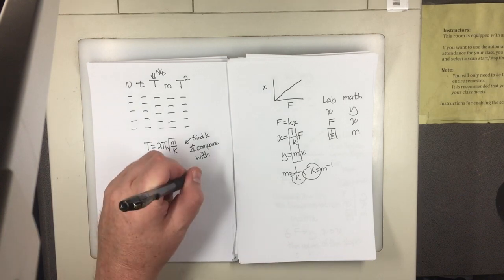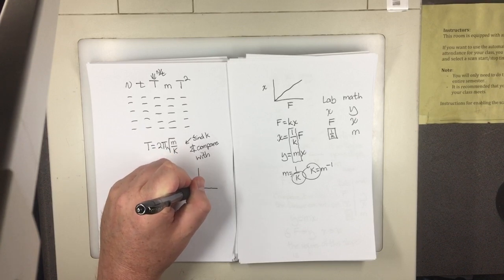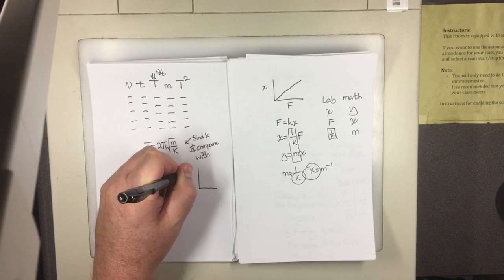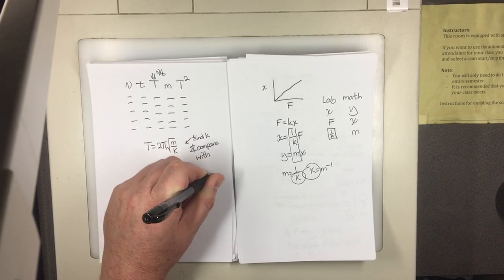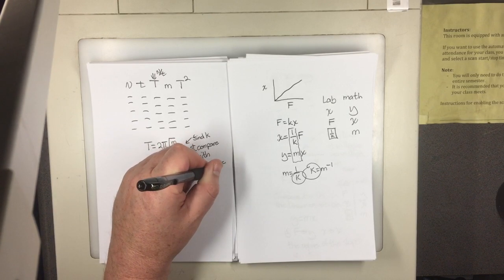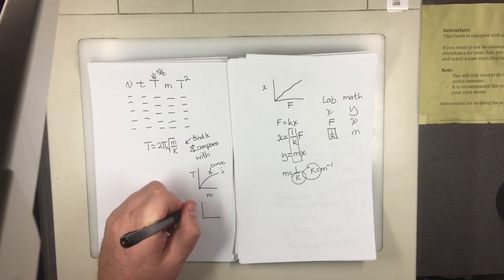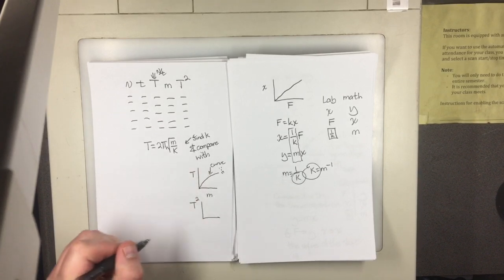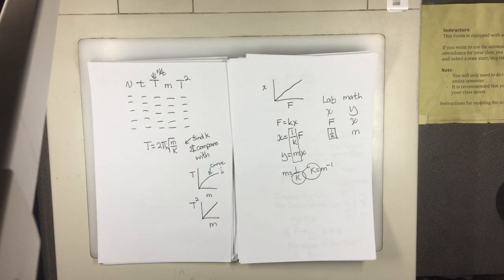If you plot m and period, it's going to get something like that. It's going to curve. And you can't get a linear fit off a curve. But if you plot period squared and m, you're going to get a linear fit. And I'll show you how.